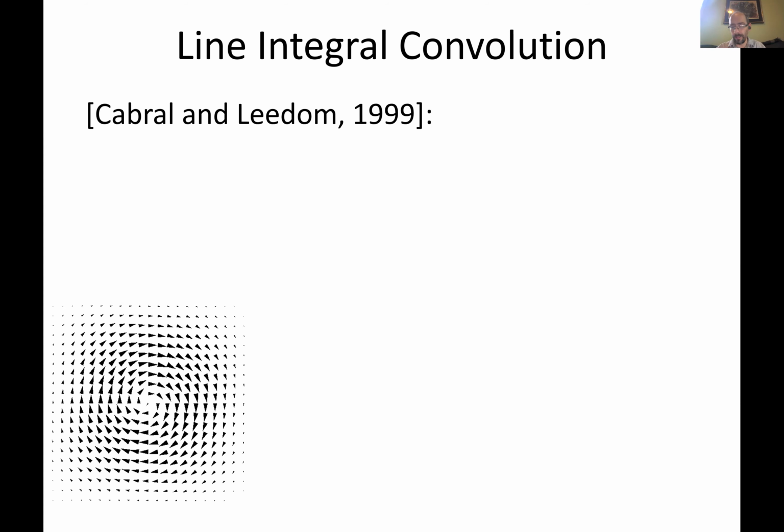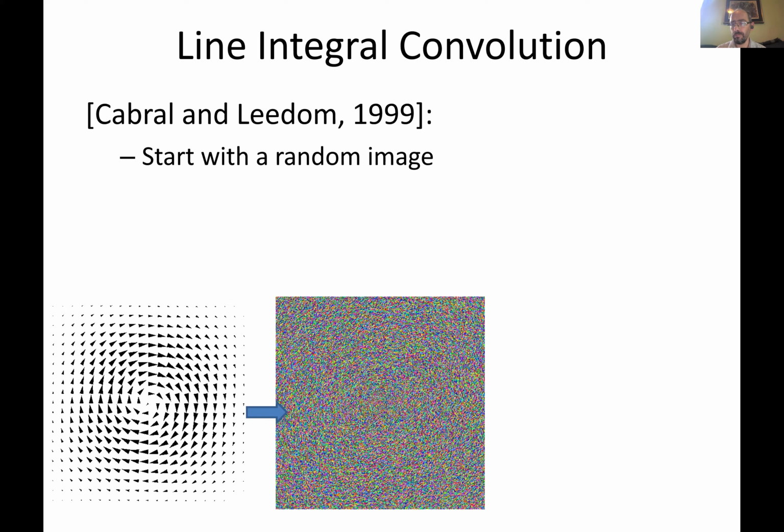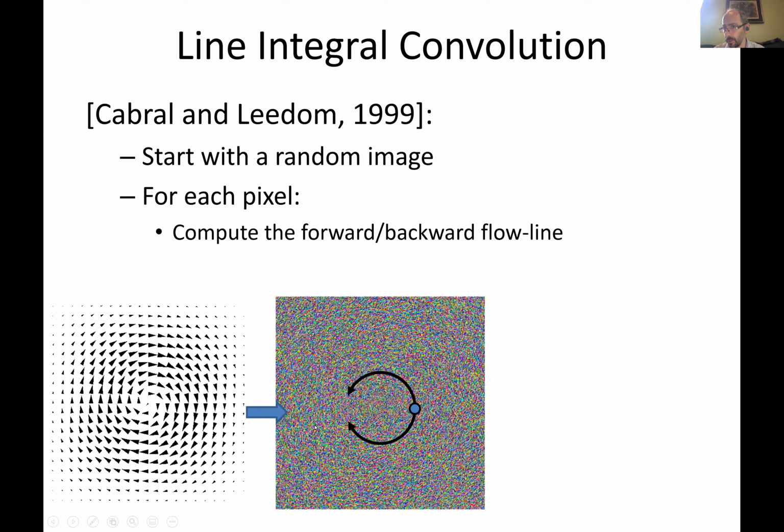We'd like to be able to visualize it. So you could visualize it like this. This is a little awkward. So Cabral and Leedom two decades ago came up with this approach called line integral convolution. The idea is to start with a totally random image. Then if you want to visualize this vector field, you pick a point and you change its color. The way you do that is you follow the vector field. So if I'm over here, I would have been over here. I follow the vector field forward, and I also follow it backwards, and that traces out some sort of path.